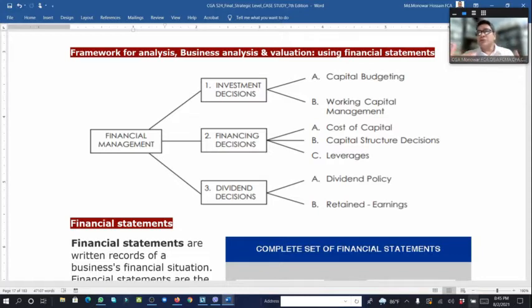What would be your suitable structure? That should be understood with the financing decision. And what would be your leverage? So cost of capital, capital structure, leverage, etc., help to determine the financing decision. That financing decision is one of the parts of financial management.